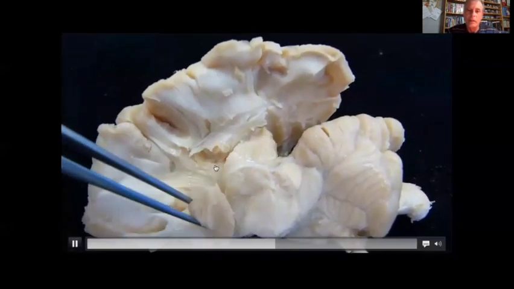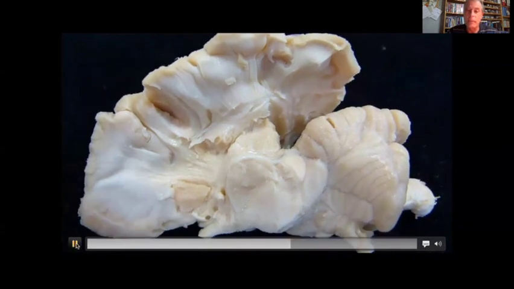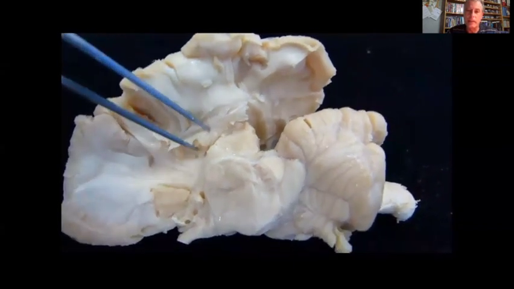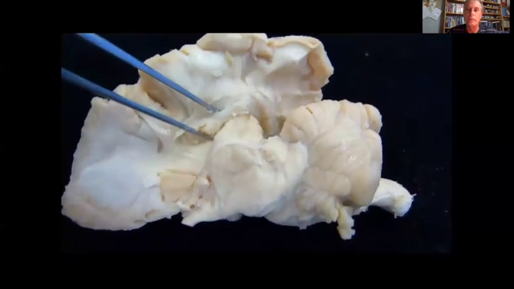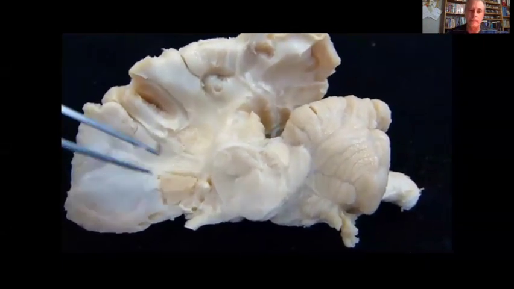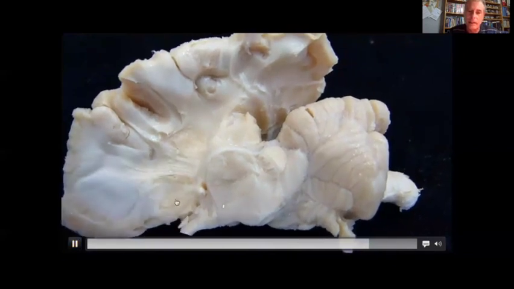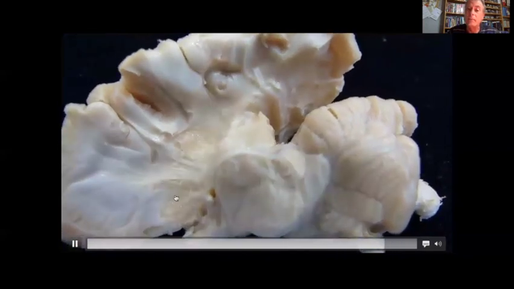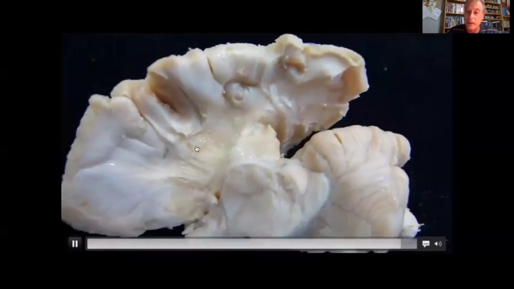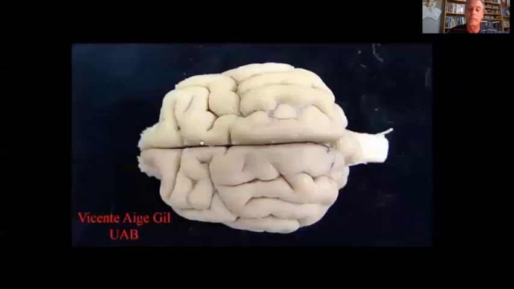We remove part of the caudate nucleus and we identify what is lateral to the caudate nucleus, the internal capsule. This is the tail of the caudate nucleus. And lateral to the caudate nucleus, we have the putamen, the lenticular nucleus. And here we also have the pallidum. So you see, the lenticular nucleus is lateral to the internal capsule. These are fibers from the internal capsule.